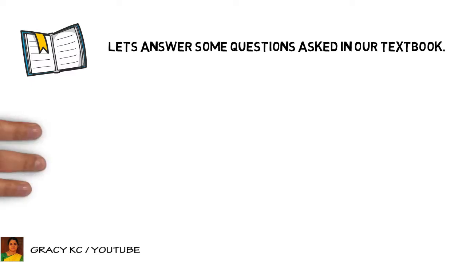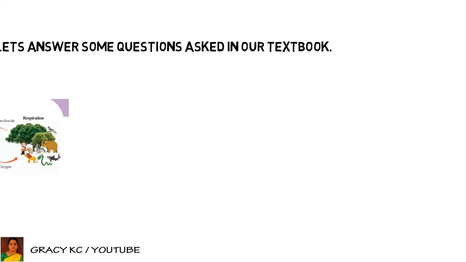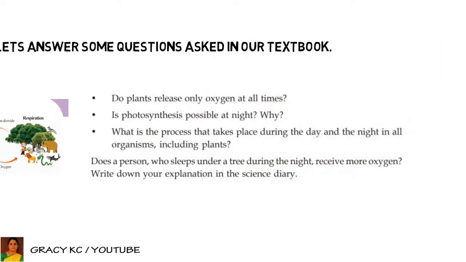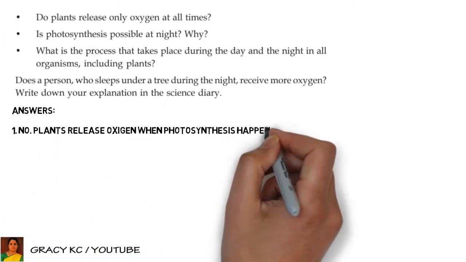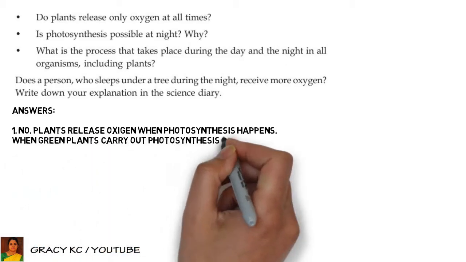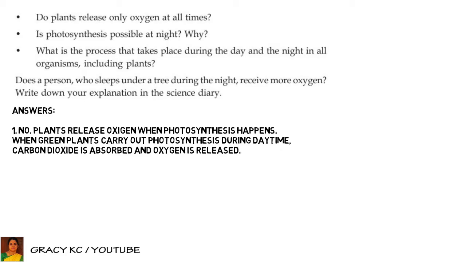Let's answer some questions asked in your textbook. The first question is, do plants release only oxygen at all times? Is it so? What is the answer? No. Plants will release carbon dioxide as well. Plants release oxygen when photosynthesis happens. When green plants carry out photosynthesis during daytime, carbon dioxide is absorbed and oxygen is released.